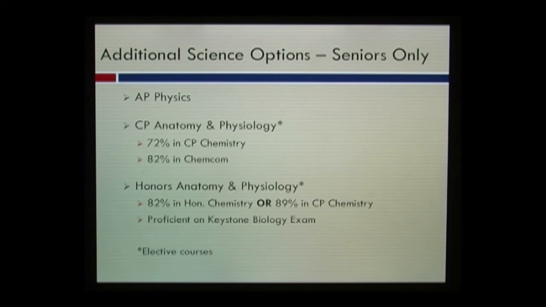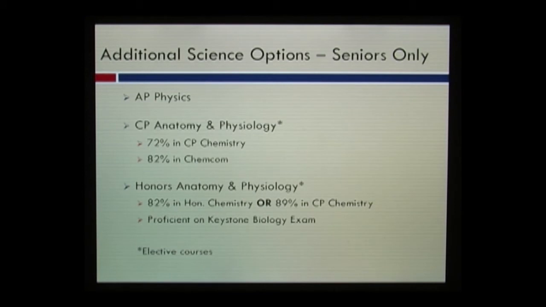Seniors have a couple of options in addition to the courses presented on the last screen. AP Physics is offered as a college-level advanced study of this subject matter. Also, students may choose to take CP or Honors Anatomy and Physiology. Although they require the same level of commitment as core courses, these courses count as elective courses towards graduation.